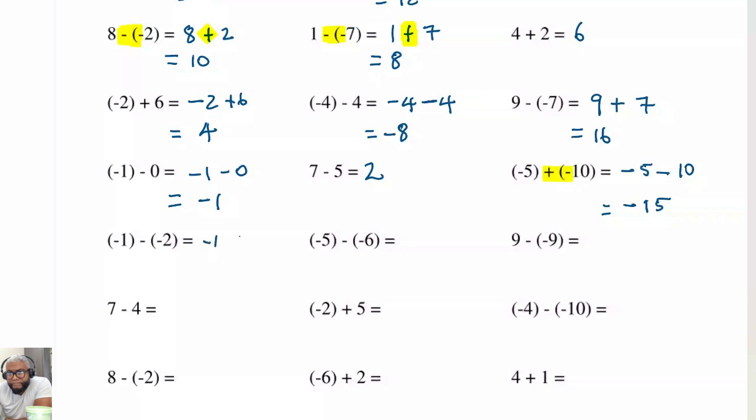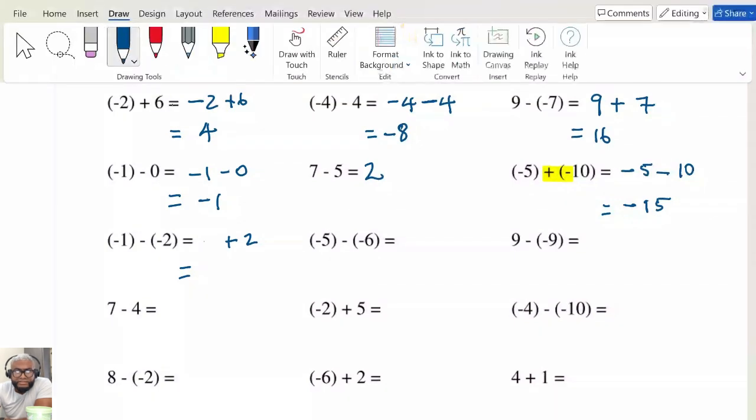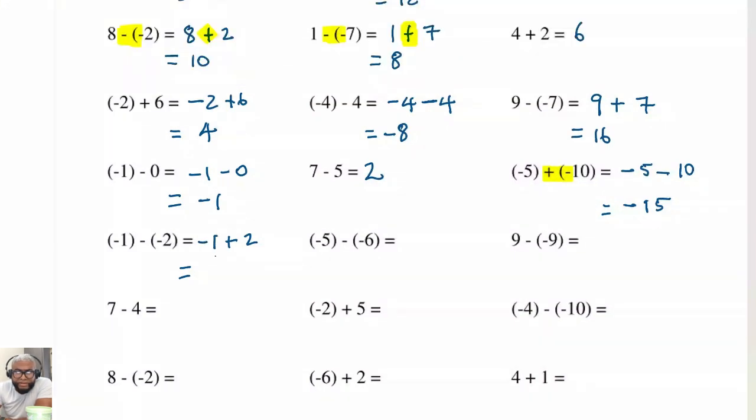-1 subtract -2. So the -2 and the subtraction will turn into a plus. Excellent. And -1 plus 2 would give me? +1 or 1. Excellent. So you know the working out.